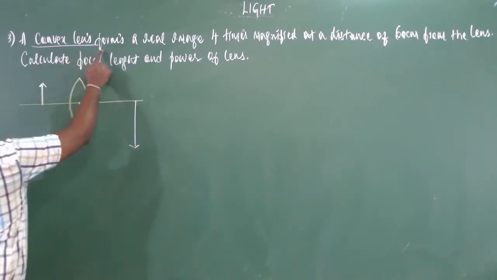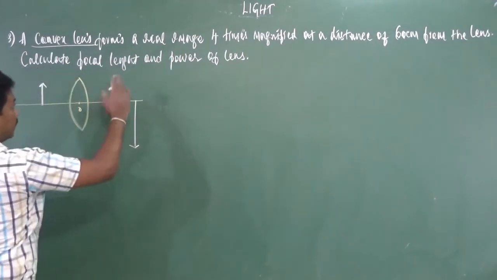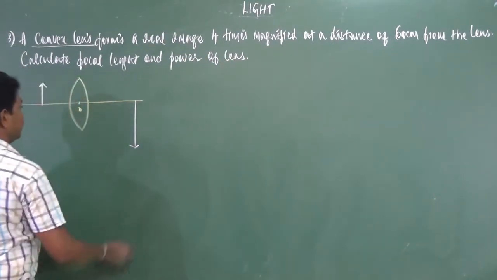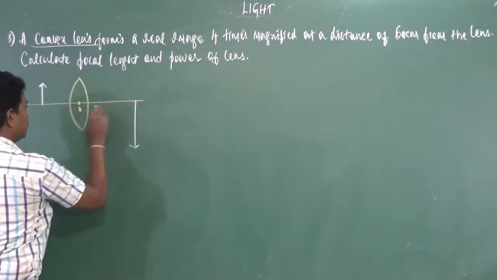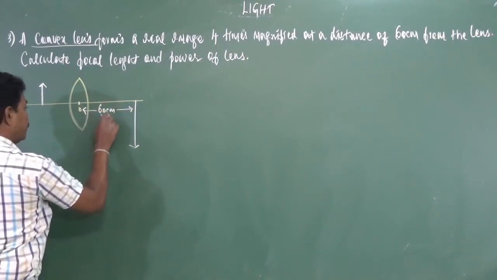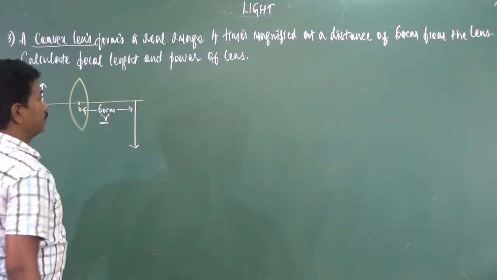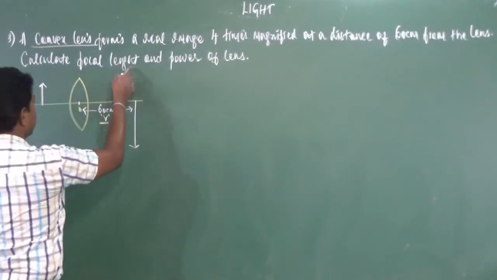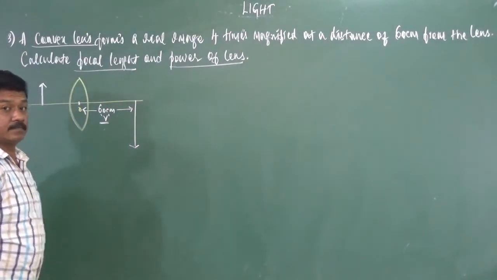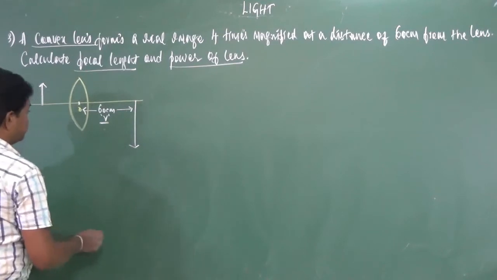So a convex lens forms a real image. This is the real image because it is inverted. Real image 4 times magnified at a distance of 60 centimeter from the lens. Okay. So this is the image distance, that is 60 centimeters. Okay. This is nothing but v, right? Calculate the focal length, very important, and power of the lens. Oh, nice connection, right? So let us go with the data.